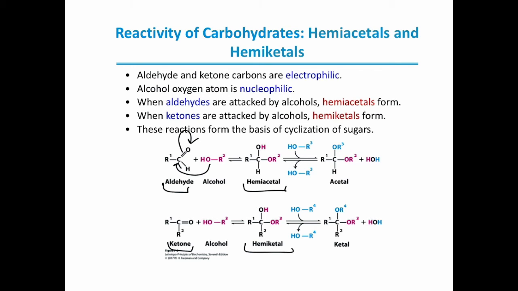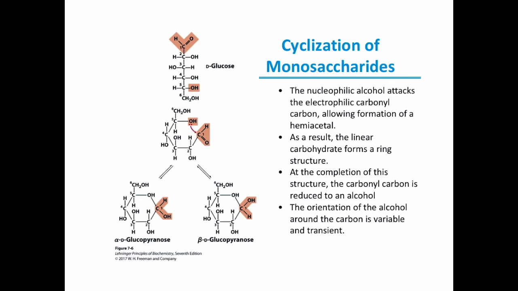And these reactions form the basis of cyclization of sugars. So if we look at D-glucose here, the OH at carbon 5 will actually be the nucleophile, and it will attack the carbonyl carbon of carbon 1. And when it does that, it forms a ring. And there are two different ways in which the OH could attack, either from the top or the bottom of the carbonyl. And depending on the orientation, you'll get either beta D-glucopyranose or alpha D-glucopyranose.